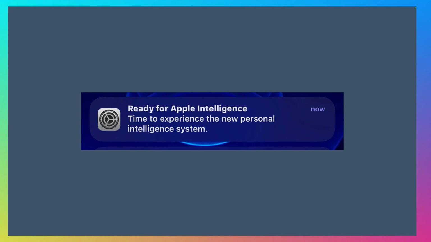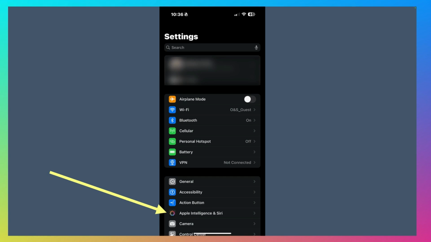all you need to do is go to Settings on your iPhone. And once you're in Settings, you're going to want to go down to Apple Intelligence and Siri. In previous versions, this used to say Siri. Now it says Apple Intelligence and Siri. So go ahead and tap that.